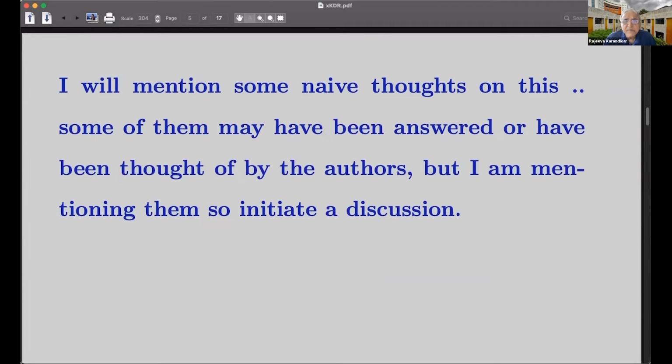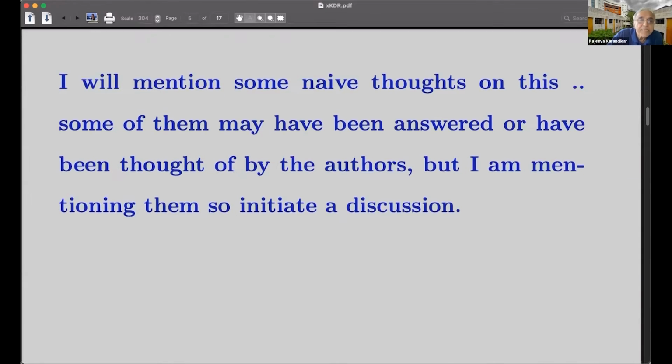so I'll mention what can be called naive thoughts on this, because this whole idea of connecting nighttime data and the economic activity was new to me. So I've basically only read this paper and I've come up with some thoughts. Some of them may be already answered by others, or maybe even in this paper, which I may not have read that carefully, or they have already been thought by the authors but have not yet been implemented. Okay, but I'm mentioning them to initiate a discussion and a thought.